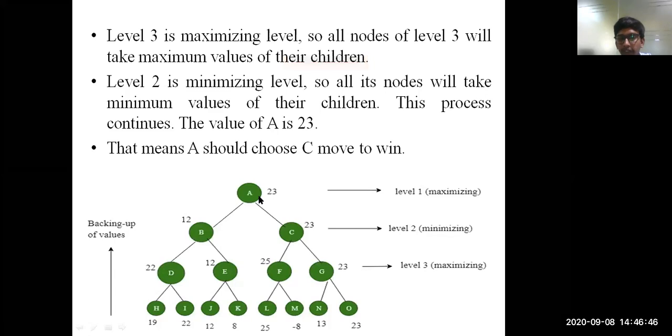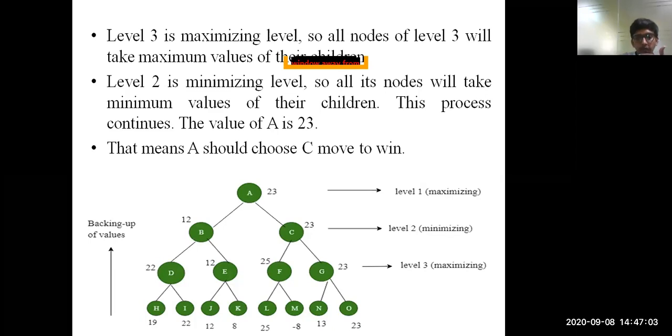Again, if I look at level 1, it is a maximum. Depending on the number of levels you have, one of them will be the maximizing level and the other the minimizing. Again, level 3 is maximizing, level 4 will be minimizing. Depending on the number of levels, it will move level by level.